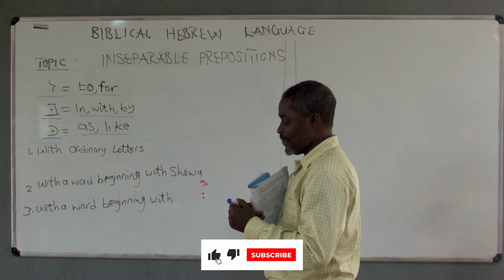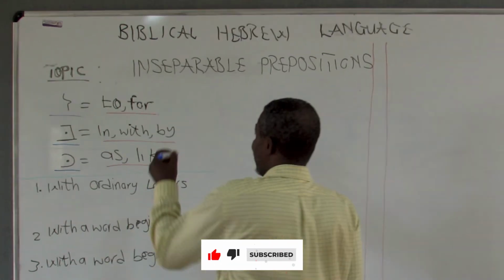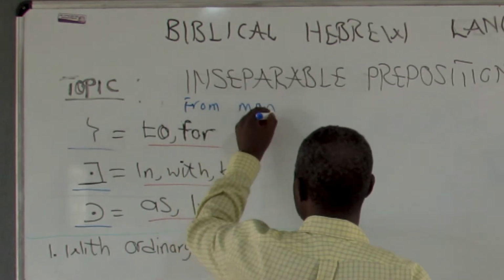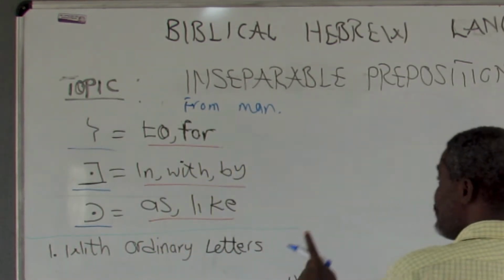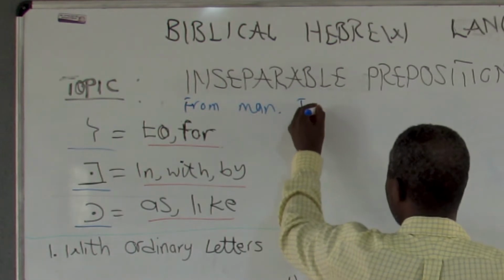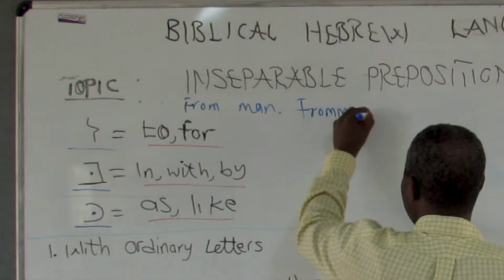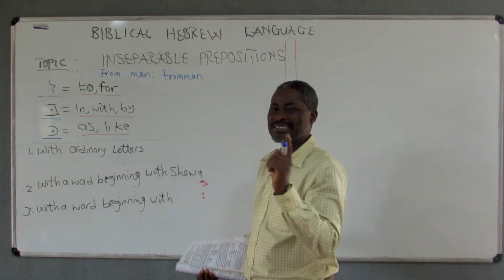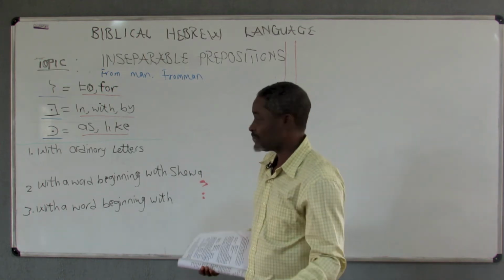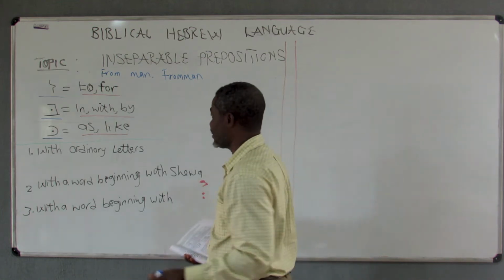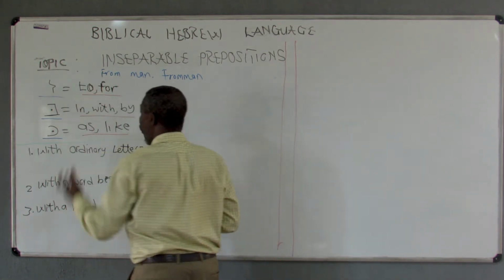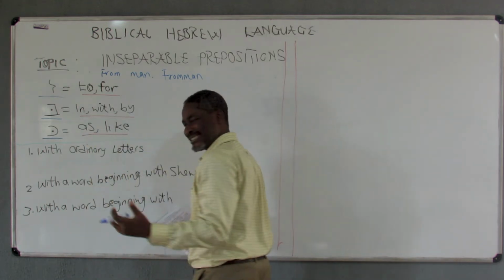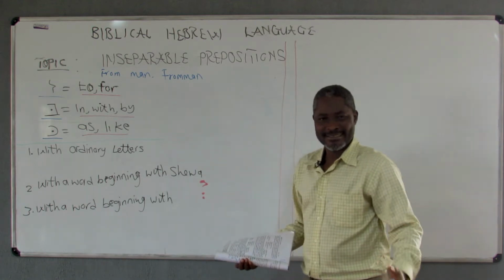In English, if you want to say from man, you write from, then you write man separately. But in Hebrew, it's going to be together, from-man. That is why it is called an inseparable preposition. They are not separated from the words they govern. Are you getting what I'm saying? So like I said, lamed stands for to or for. Bet stands for in, with, or by. Kaf stands for as or like. That is the way it is in Hebrew.